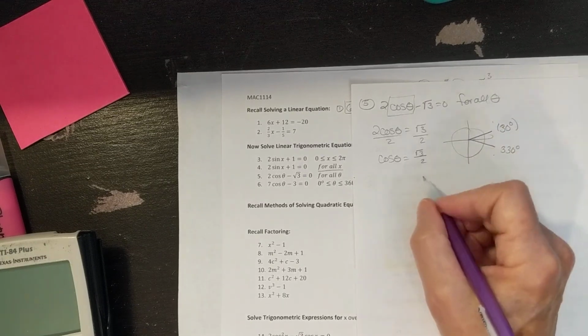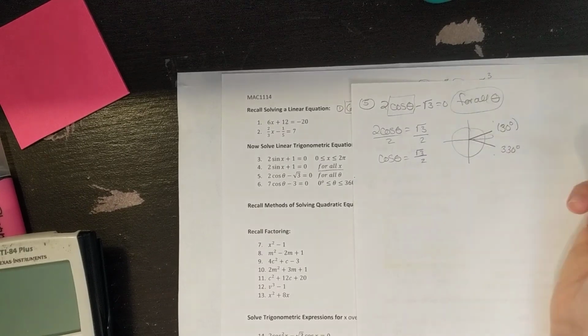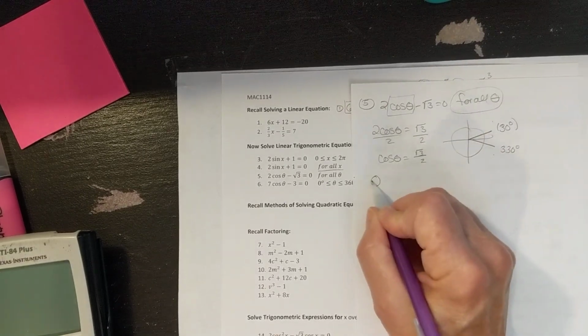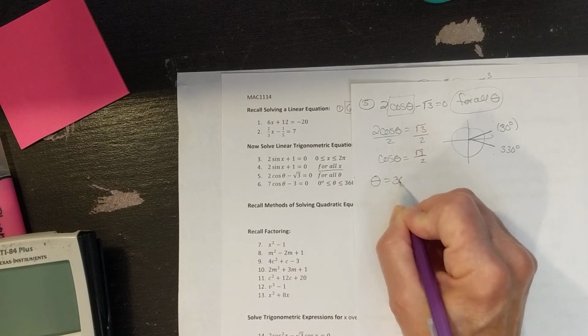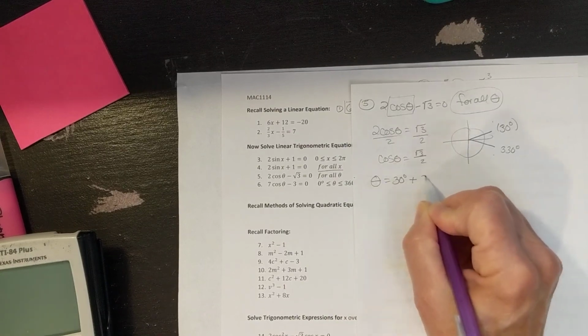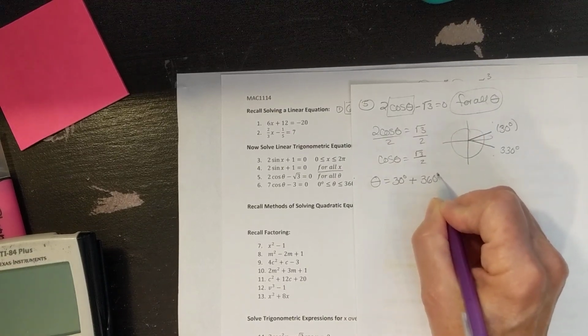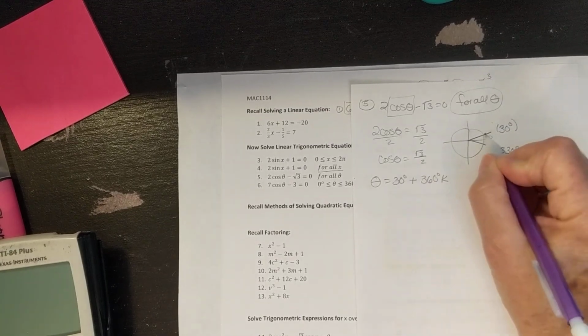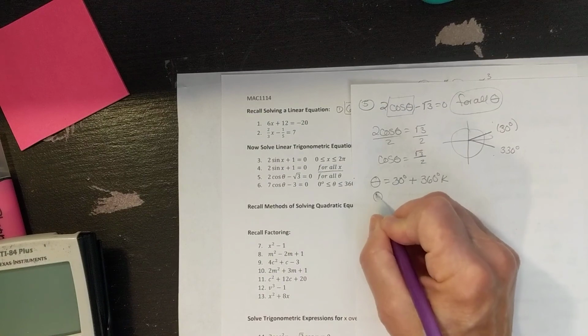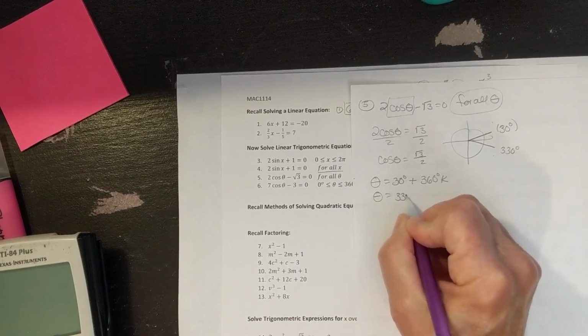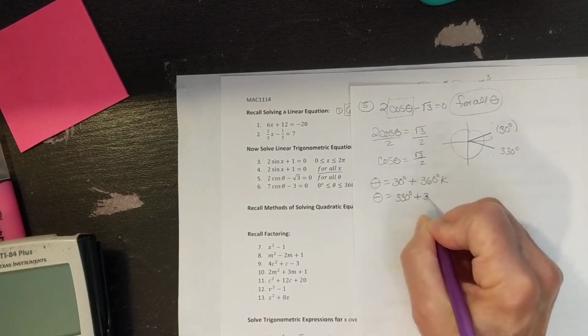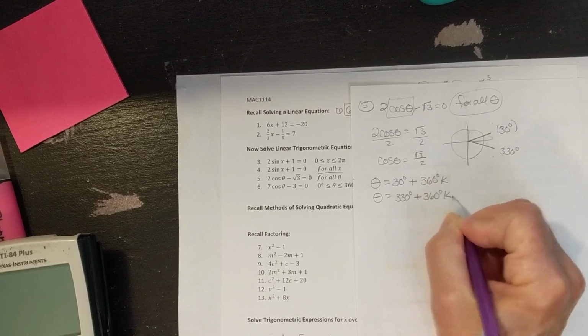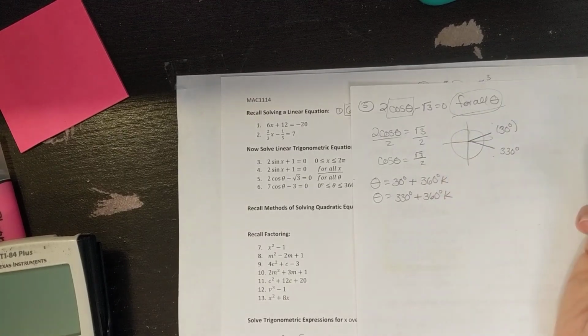These are our two answers, but they said for all theta. So this is how we'll answer this. Theta is equal to 30 degrees plus 360 degrees times k, where k is an integer. These are all the coterminal angles we could get. Also, theta is equal to 330 plus 360 degrees times any integer. That's for all theta. Let's look at number 6.